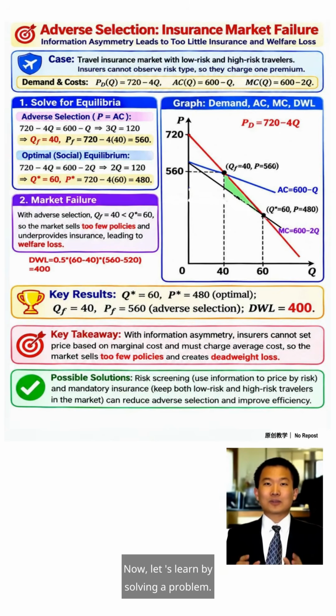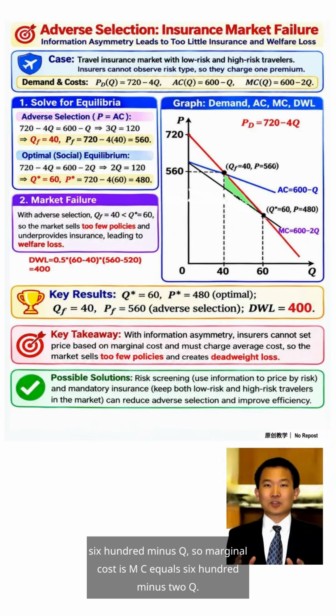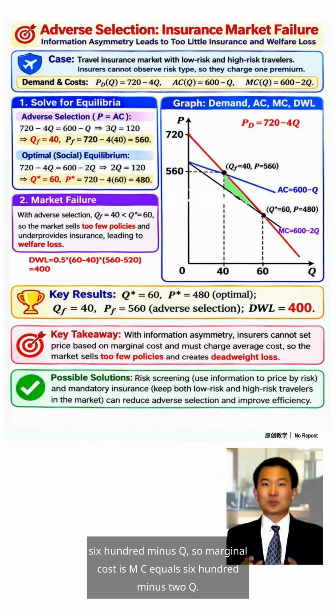Now, let's learn by solving a problem. Given the insurance demand curve is P equals 720 minus 4Q, average cost is AC equals 600 minus Q, so marginal cost is MC equals 600 minus 2Q.